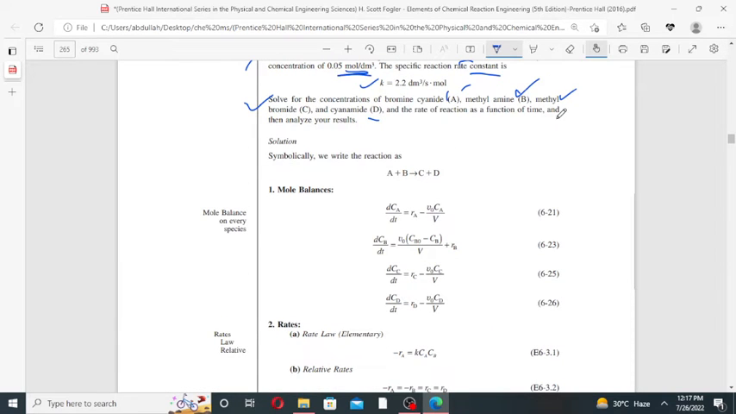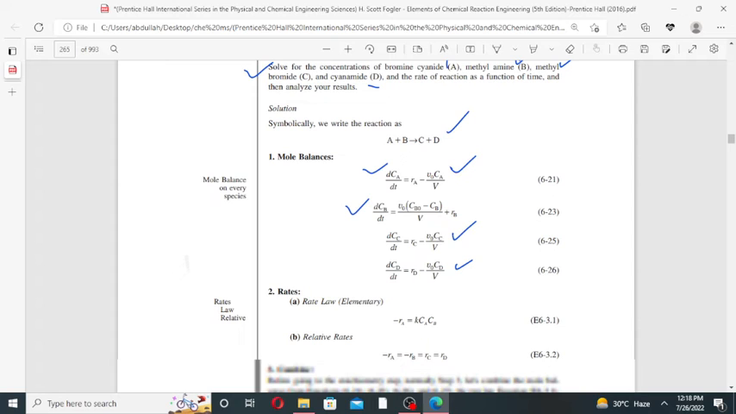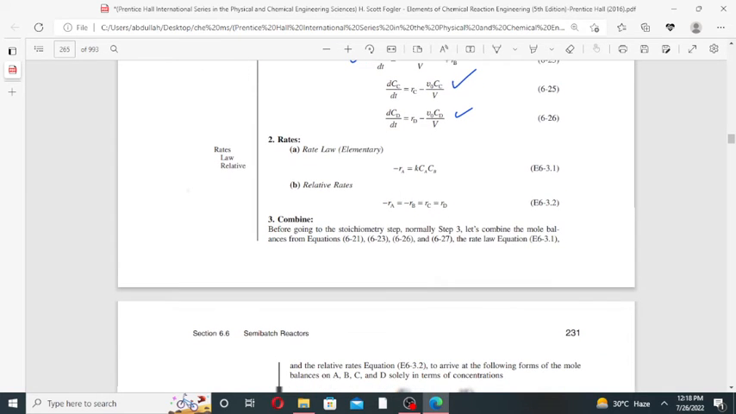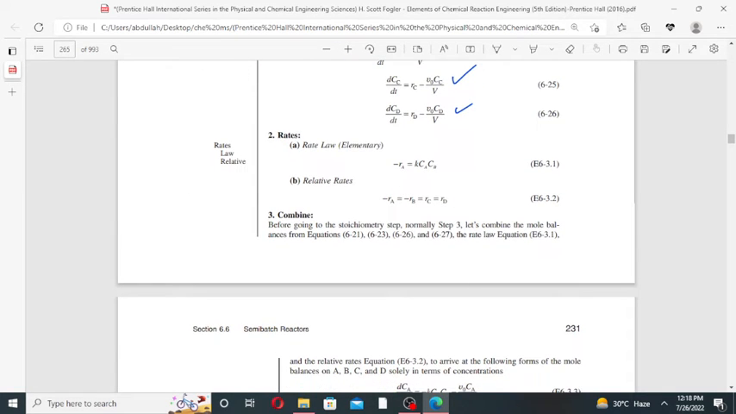The symbolic form of the above reaction is A plus B gives C plus D. The mole balance on component A will give us dCa by dt is equal to Ra minus V naught into Ca by V. Similarly, the mole balance on component B will give us this equation. The mole balance on component C will give us this equation. The mole balance on component D will give us this equation. Now the second step is the rate law.